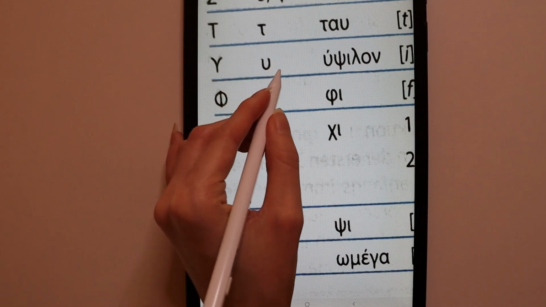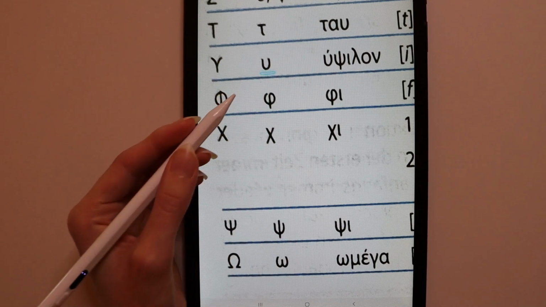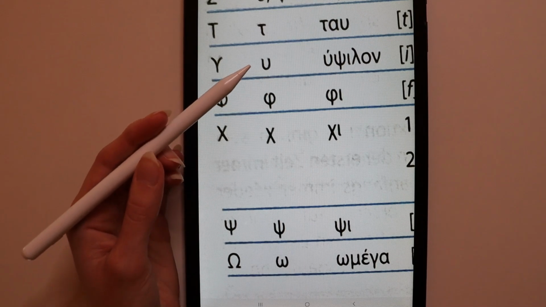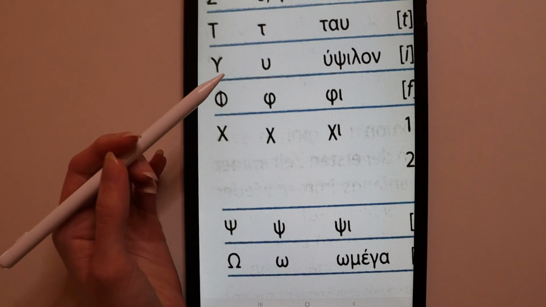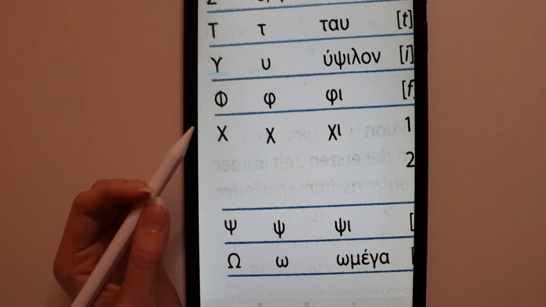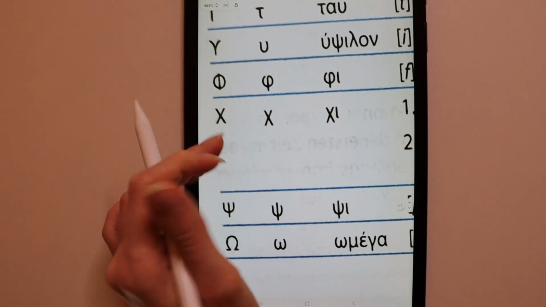And the lowercase letter looks kind of like a small U in the Latin alphabet, but it's also an Ypsilon. So this is Ypsilon. Now we have Phi. This is an F, Phi.